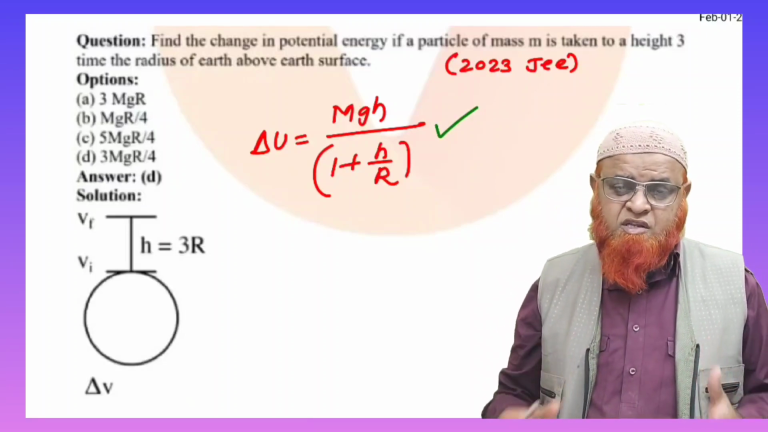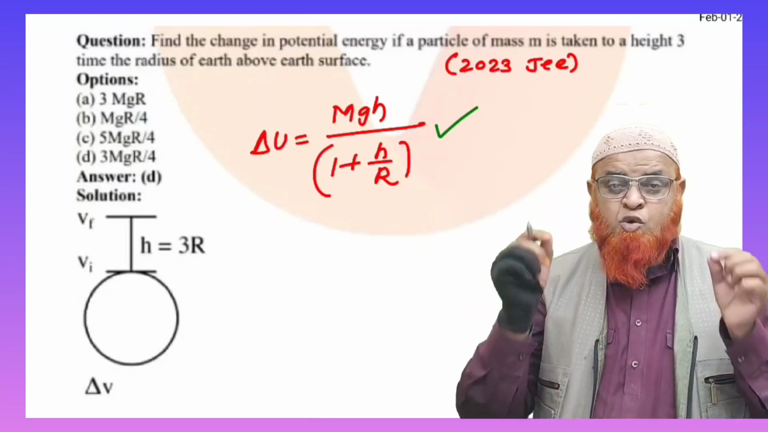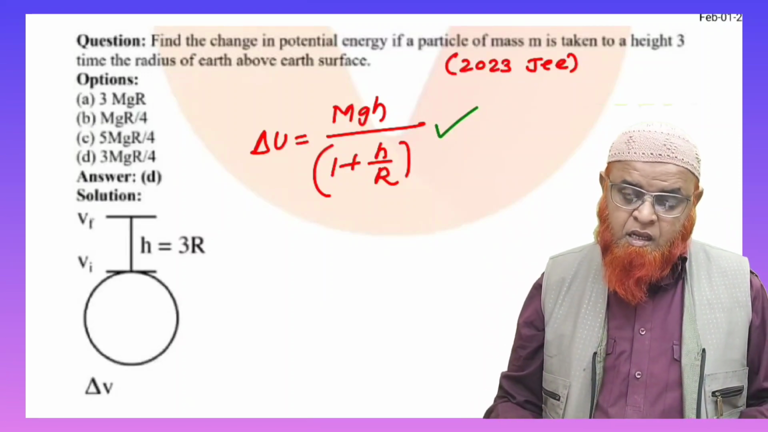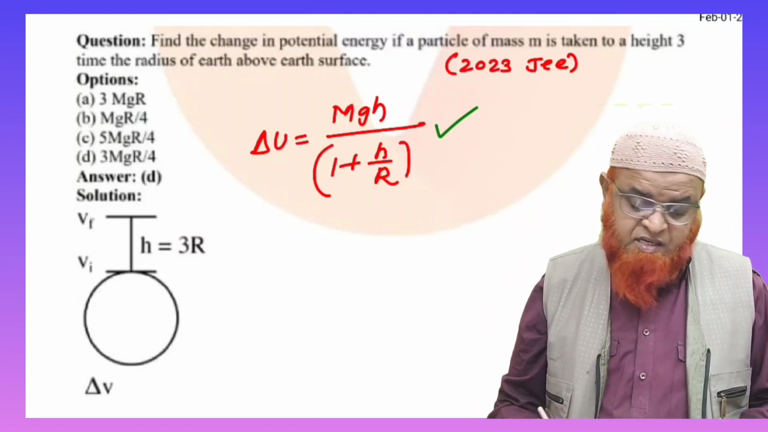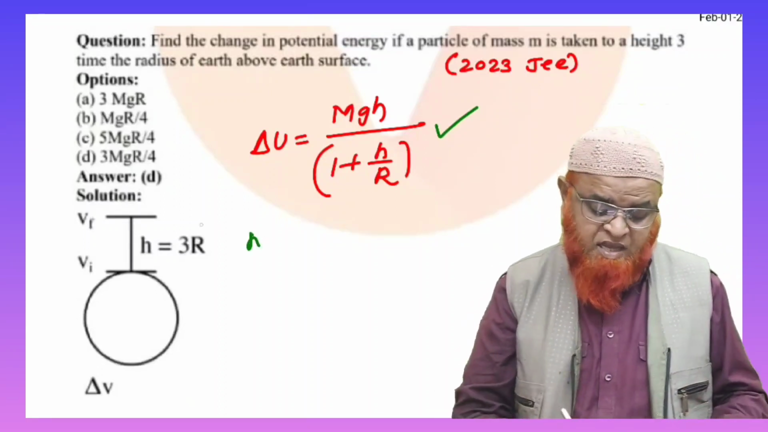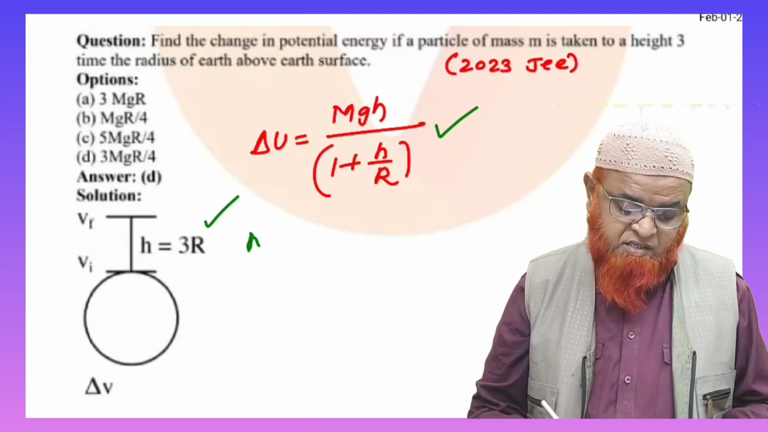Now how are you going to solve this problem in fraction of seconds? You can solve this problem without solving the problem. Now just see here. You can just take h is equal to 3r and just substitute the value and get the answer within fraction of seconds. So h is equal to 3r is given.